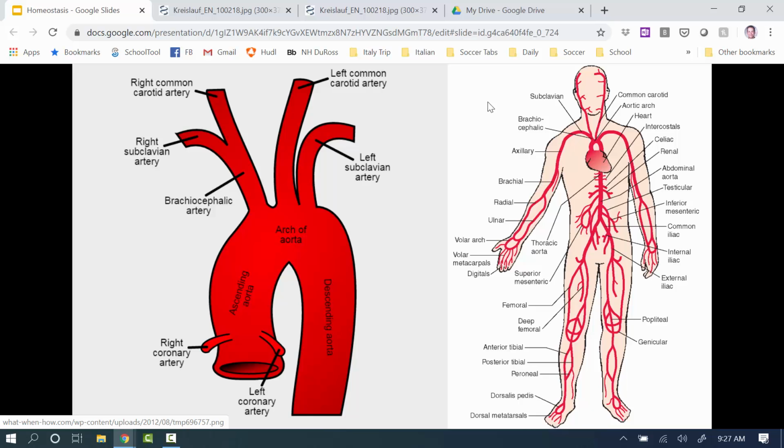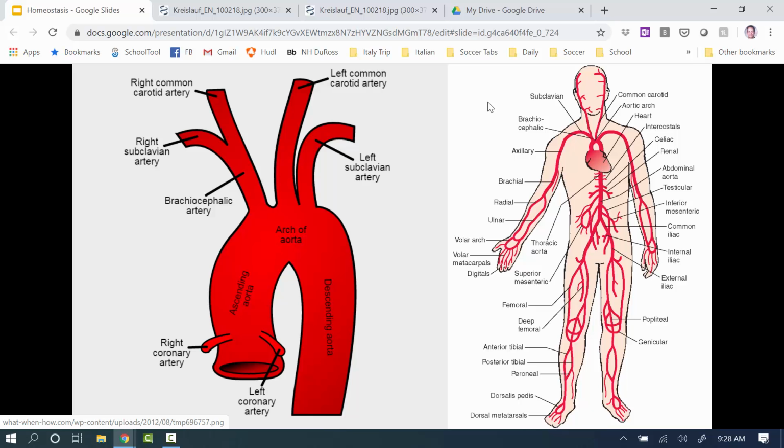Here you see an overall diagram of the arteries, and you can see these are the major arteries that take the blood from our heart and deliver it to the various parts of our body. Obviously, all parts of our body need blood, so they're all served by arteries.